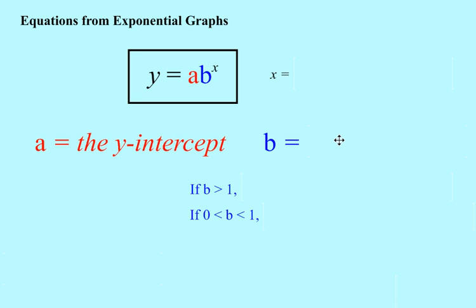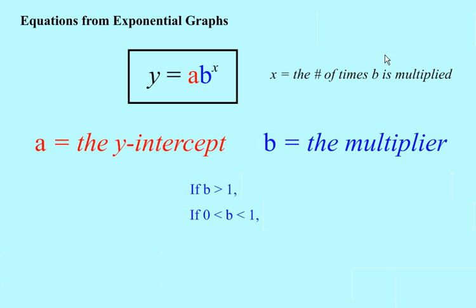If it's interest, the a might be $1,000 and b might be 4% interest. So the multiplier will be 1.04 times 1.04 times 1.04, so you just put 1.04 there to the power of x. The x is the number of times that you're going to multiply it. So maybe it's the number of years if it's interest, or the number of months or whatever.